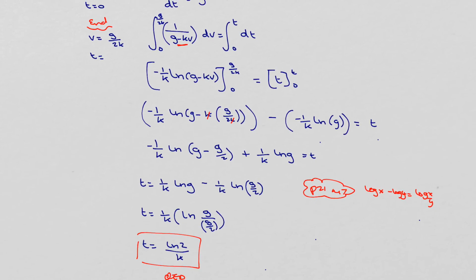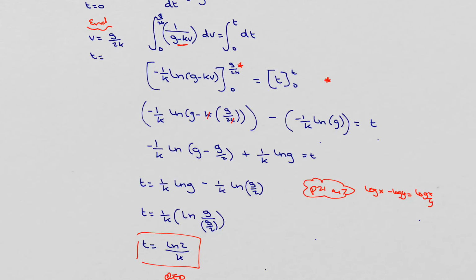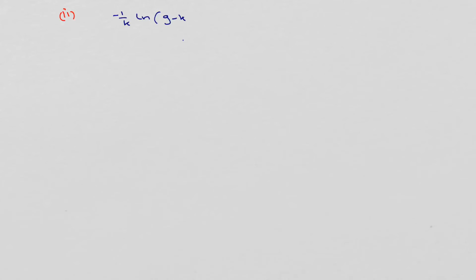up here and ask, what would this equation look like if I didn't know what my end speed was? In other words, if it was just v. So this limit here is going to be v, but all the other limits are going to be the same. Well, what does that leave me with? That would leave me with minus 1 over k natural log of g minus kv at the limits of v and 0 is equal to t and 0.